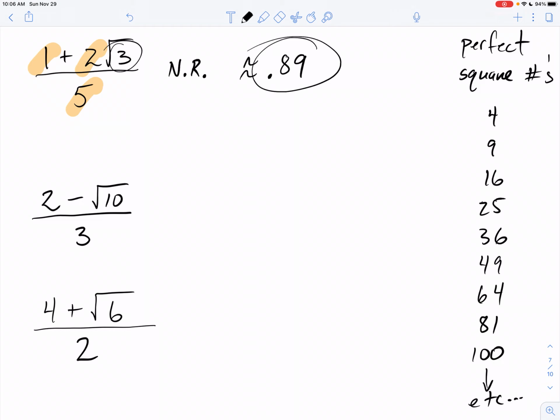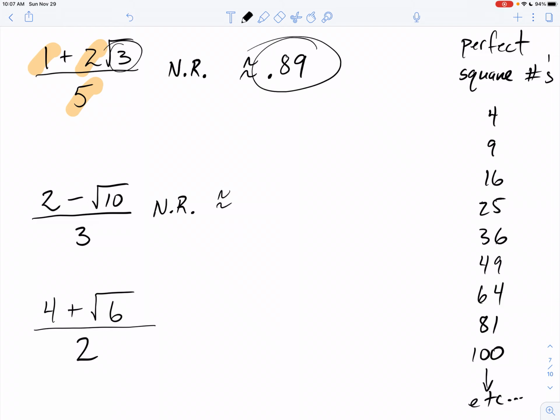Hey, this one is not reducible. Well, what if I put a 1 here? It still won't reduce because 1 is the smallest number. 1 goes into everything, but 1 doesn't help us reduce. Do I have to write the 1? No, you could get rid of it. This is not reducible. But it doesn't mean we can't turn it into a decimal.